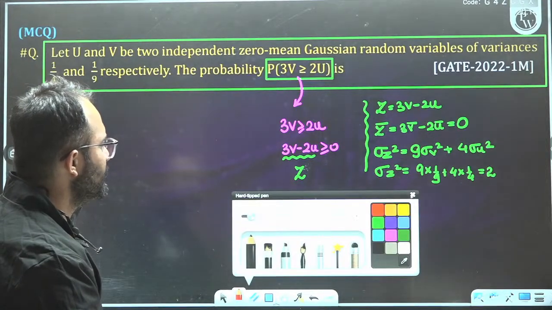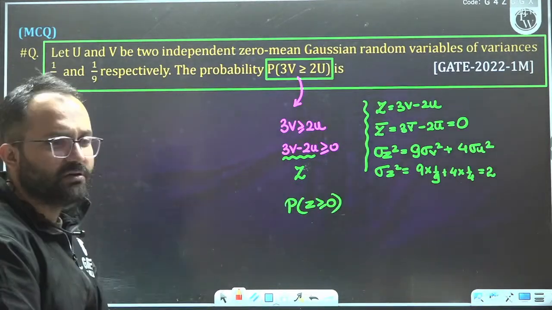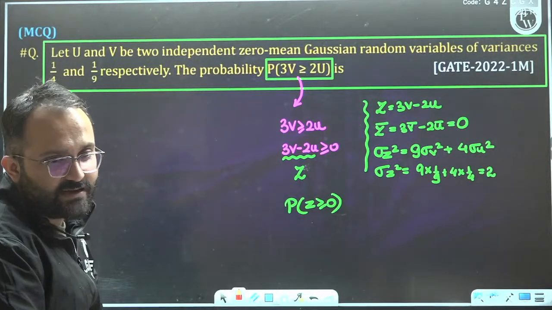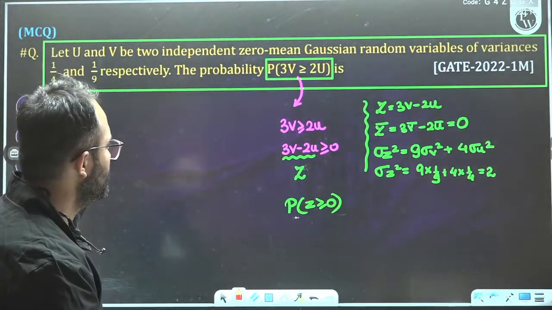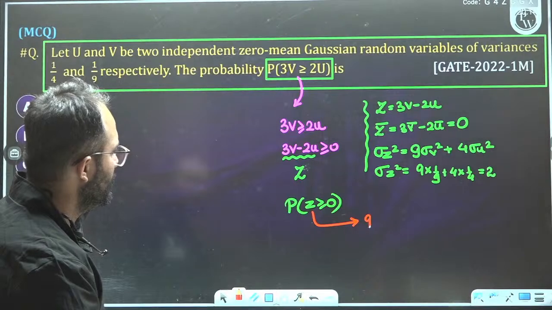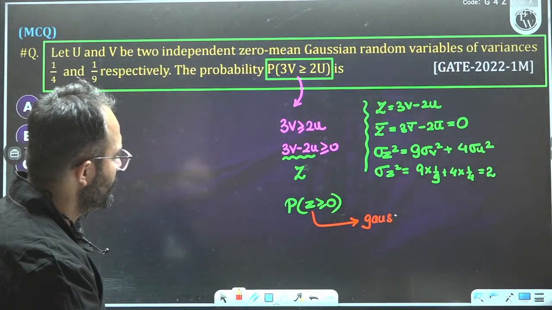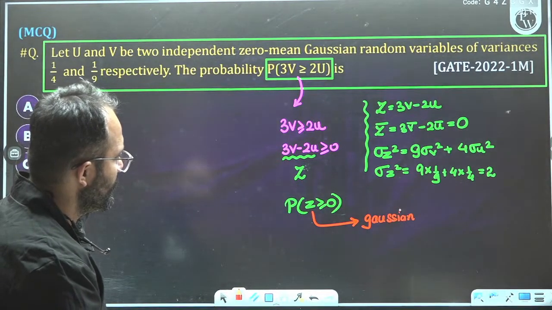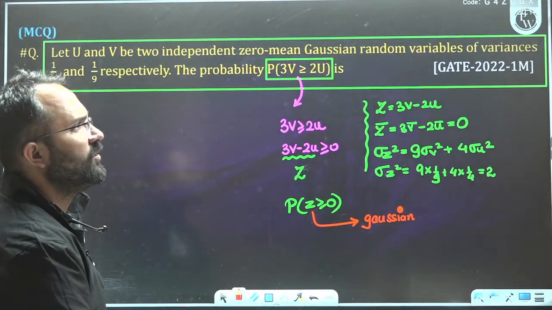Obviously, since V and U are both Gaussian, Z will also be a Gaussian. Z will also be a Gaussian.